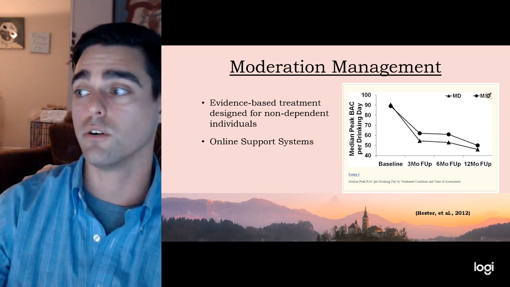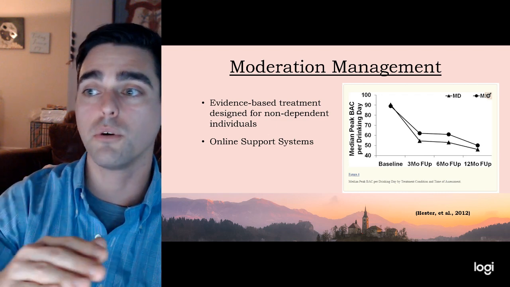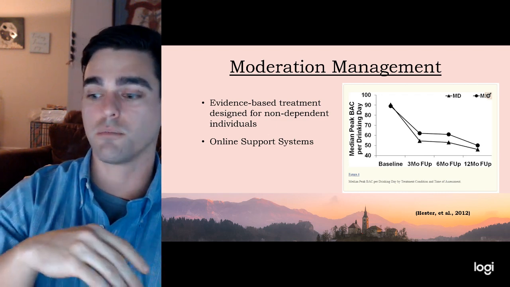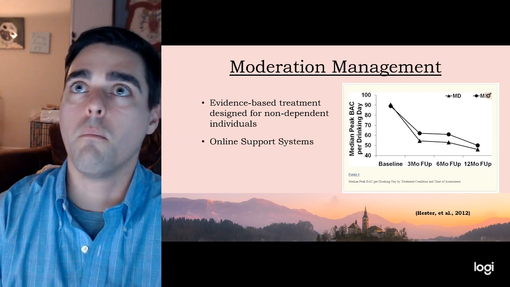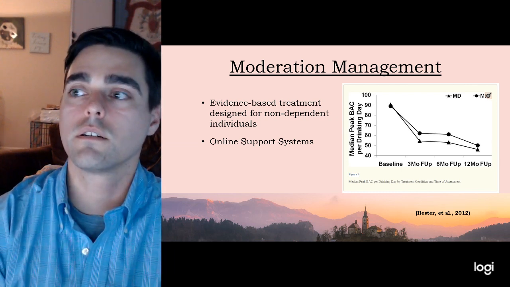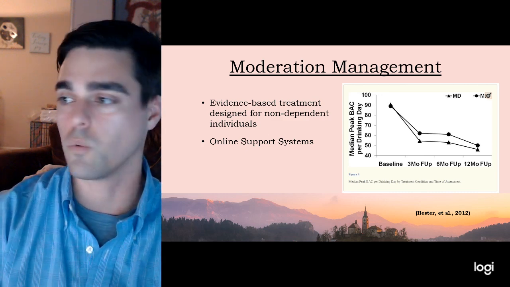This graph here shows you that people who use moderation management with something called, oh man, moderation something. It's a website .org.